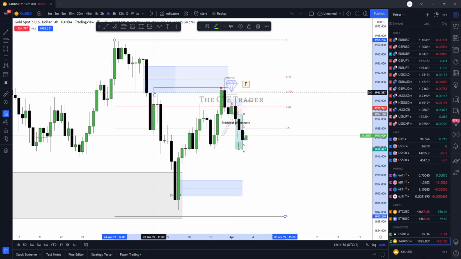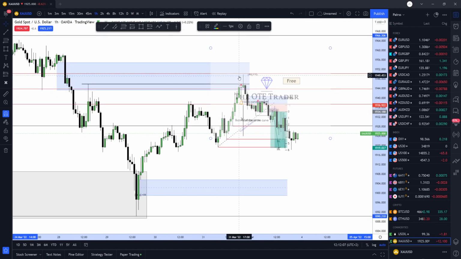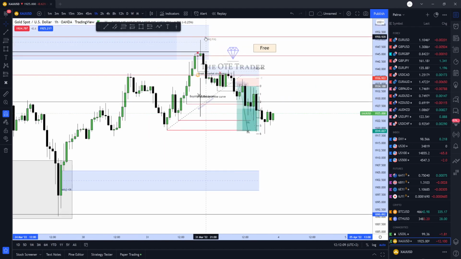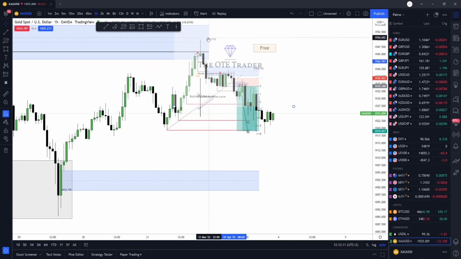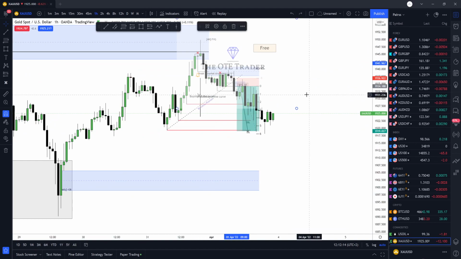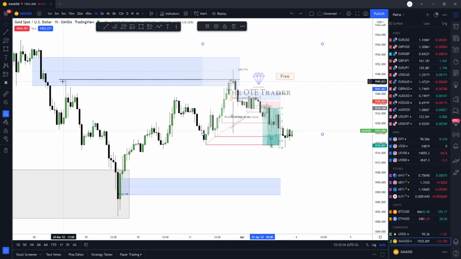So we took this high, so buy side liquidity got taken from the internal range. We're in premium inside this higher time frame fair value gap, and now you go to the lower time frame. So this is the area from the 4 hour fair value gap. Let me remove the FIB. So this is the 4 hour fair value gap where the liquidity got taken.